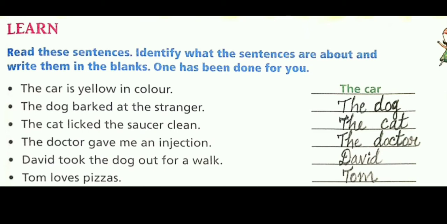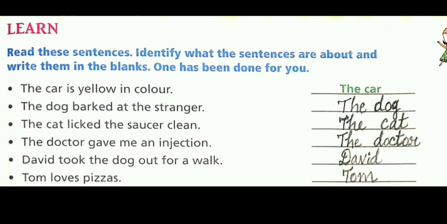The car is yellow in color. So here we are talking about the car. Now the next one. The dog barked at the stranger. So here we are talking about the dog. The cat licked the saucer clean. So here we are talking about the cat, and the cat is the subject here.